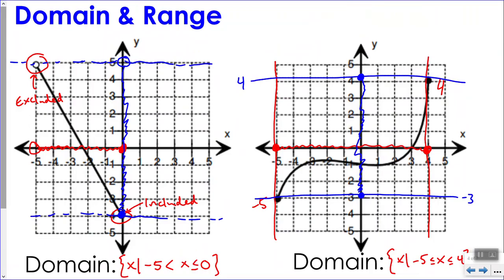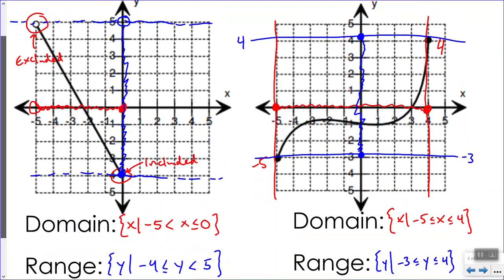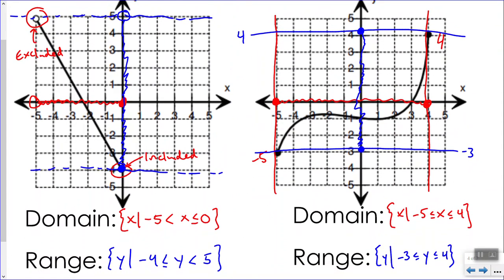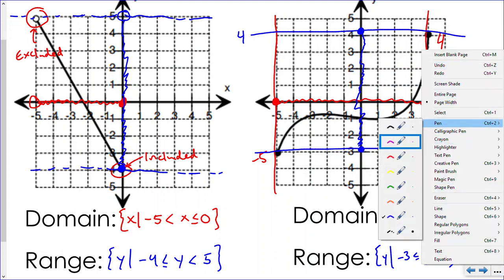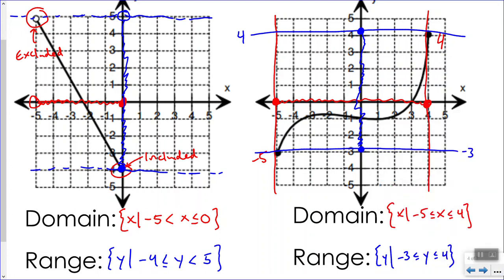So we are going to have inclusive inequalities when we write our domain. And then as we look at those x values, we go from -5 up to +4. So we have our domain here. Oh, and I forgot to add our interval notation for both of these, so you can put that in real quick. So because it's inclusive, we're going to have -5 to 4.